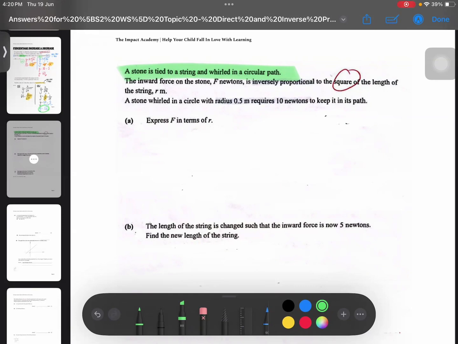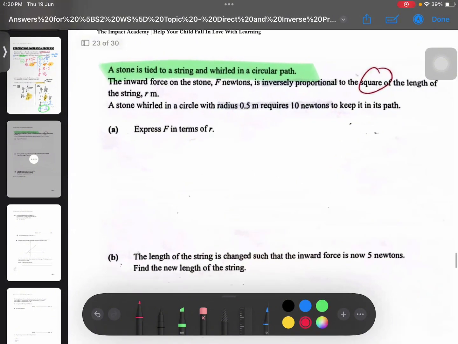Relax. Why do we have to relax? Because all you need to do is focus on the letters they have given to you. Not the inward force on the right, but F. You just focus on F, not on inversely proportional. So K on top, to the square of the length, so R to the power of 2. Do you understand?